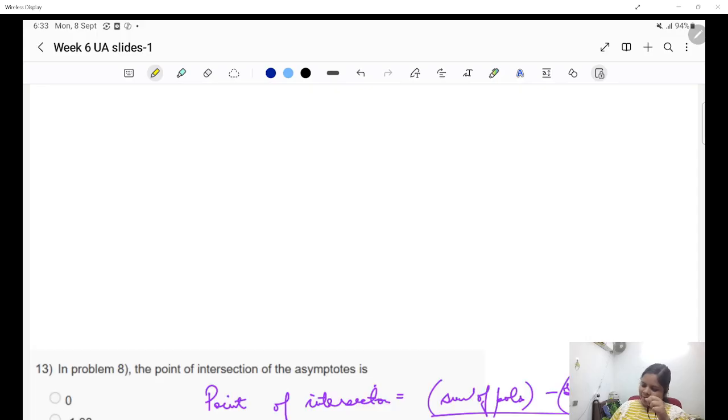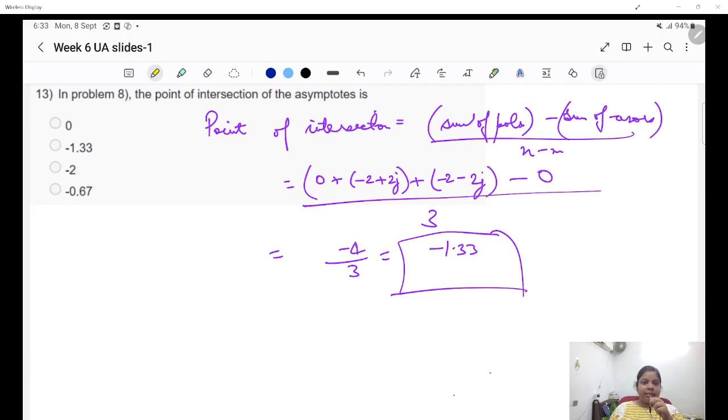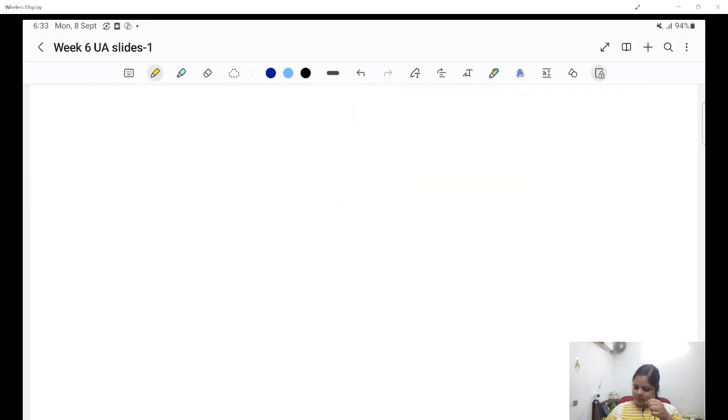And the next question that we had was, where do they intersect? The intersection is given by the sum of poles minus the sum of zeros upon n minus m. So this gives us the intersection of the asymptotes. That is, the sum of the open loop poles that you've got minus the sum of the open loop zeros that you have, divided by n minus m.